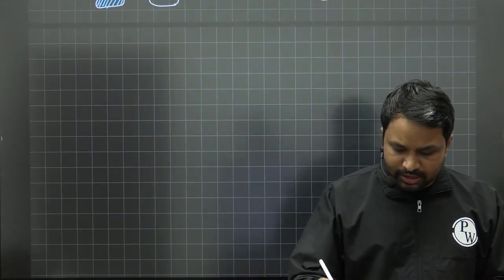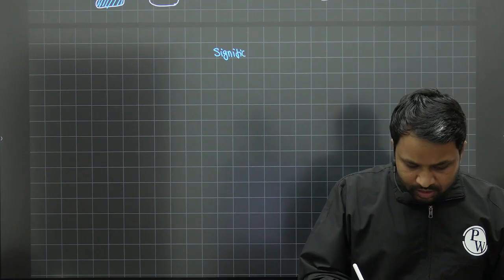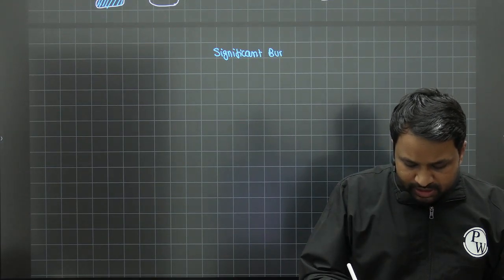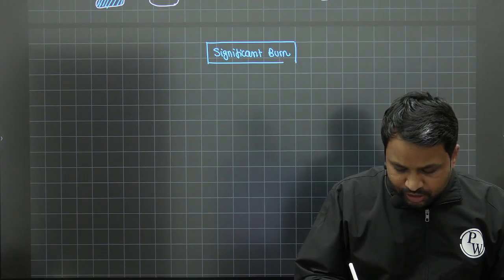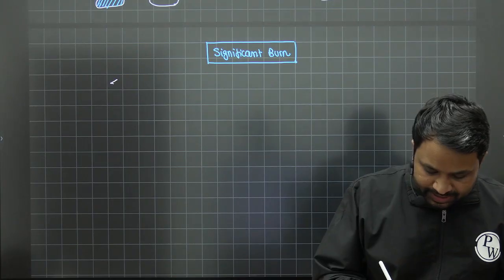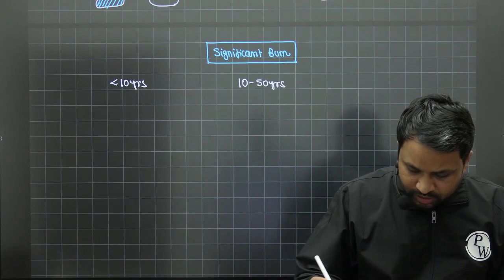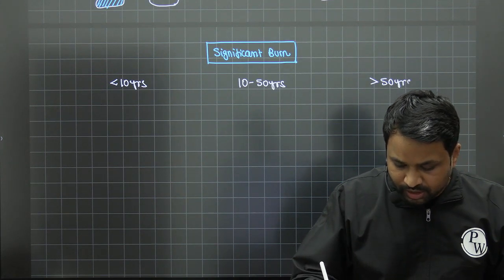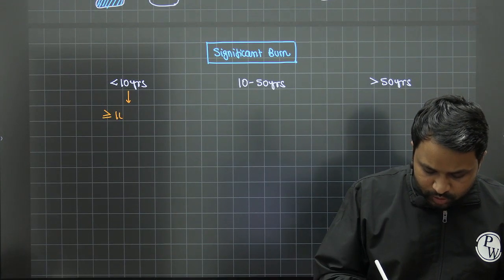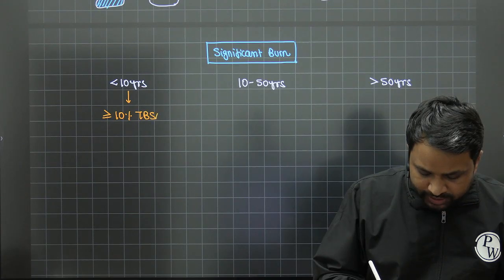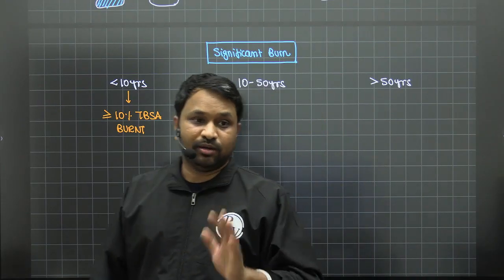Now once you've understood this, you need to understand the definition of a significant burn. When do you call a patient brought to you a significant burn? The criteria also depend upon the age of presentation. Is the age less than 10 years, between 10 to 50 years, or above 50 years? If the patient's age is less than 10 years, then more than or equal to 10% of the total body surface area burnt will be called a significant burn.